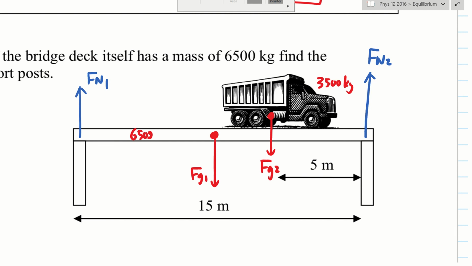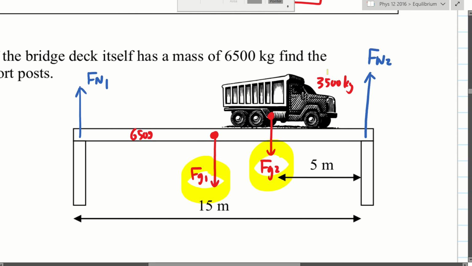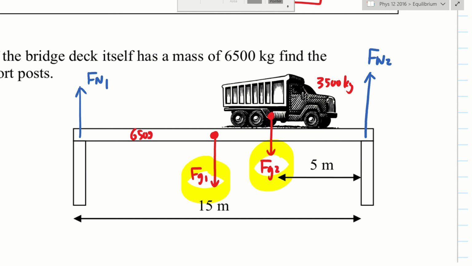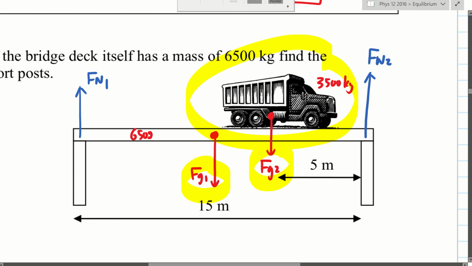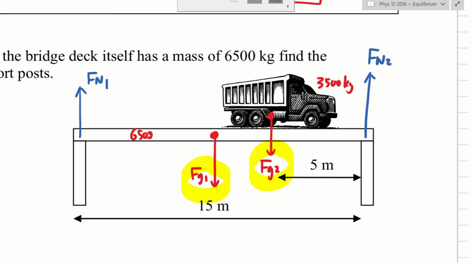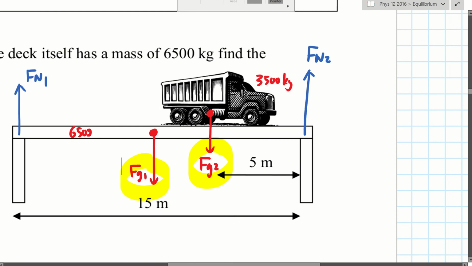But here's the problem. I know exactly what Fg1 and Fg2 are because the masses were given to us right here. We just have to multiply by 9.8. But we have no idea how much is on Fn1 and how much is on Fn2. And they are not equal. To be fair, they would have been equal if the truck was parked in the middle. If the truck was parked in the middle, then yeah, the two supports would hold it equally. But the truck is parked a little bit off to the side. So therefore, we cannot rely on that fact anymore. In fact, because the truck is closer to the right-hand side, Fn2 will be stronger compared to Fn1.